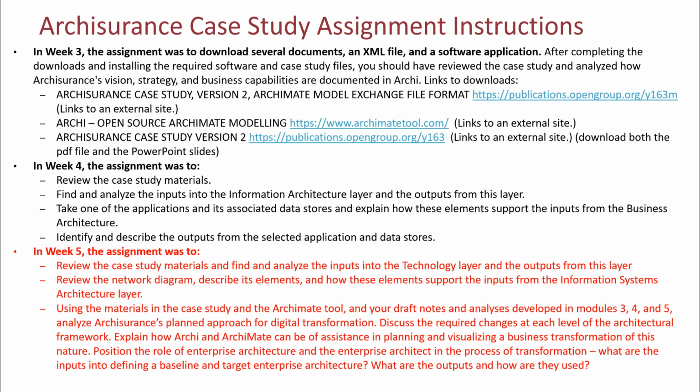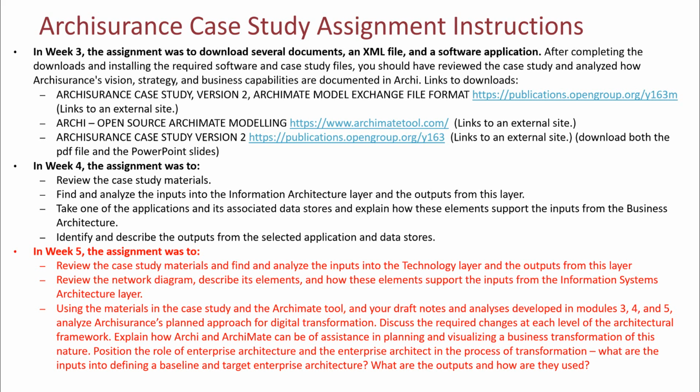We'll look at the network diagram, and we'll start putting together what is our draft of this bad boy. What are the required changes at each level of the architectural framework? What are the levels of the architectural framework? Okay, so we'll get down to that in very specific detail tomorrow night. How can Archie and ArchieMate be of assistance in planning this? What is my role as the enterprise architect in this process? What are the inputs? How do we define the baseline and the target enterprise architecture? What are the outputs and how are they used? Lots of things to think about.